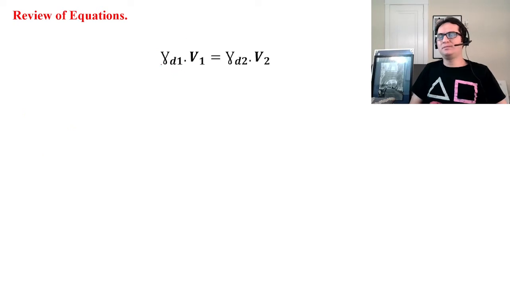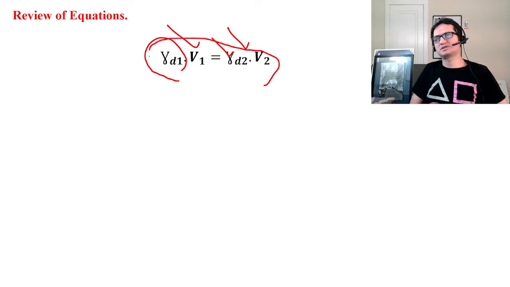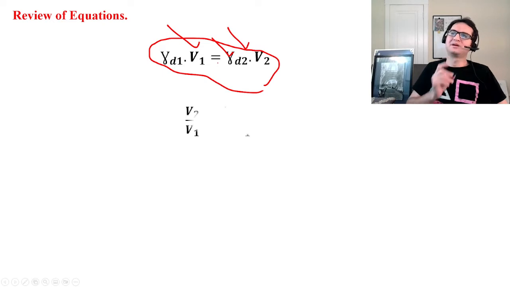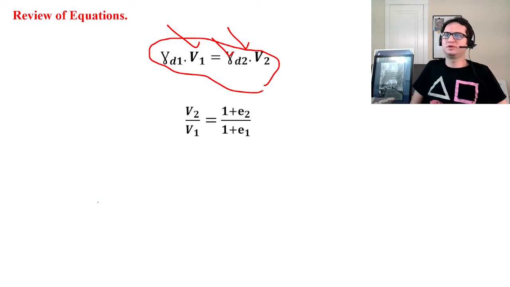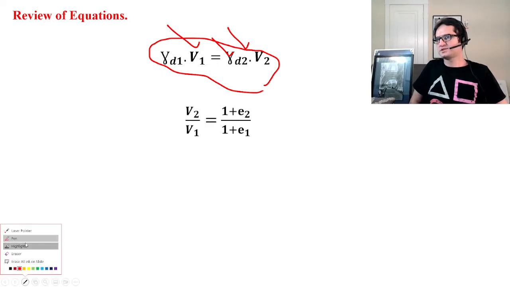And at the same time, if you have a condition of soil, that's gamma D1, dry unit weight in scenario 1, times volume 1 is equal to dry unit weight of 2 times volume of 2. That's a combination between soil in different conditions. And that's also a very useful equation, just in case.